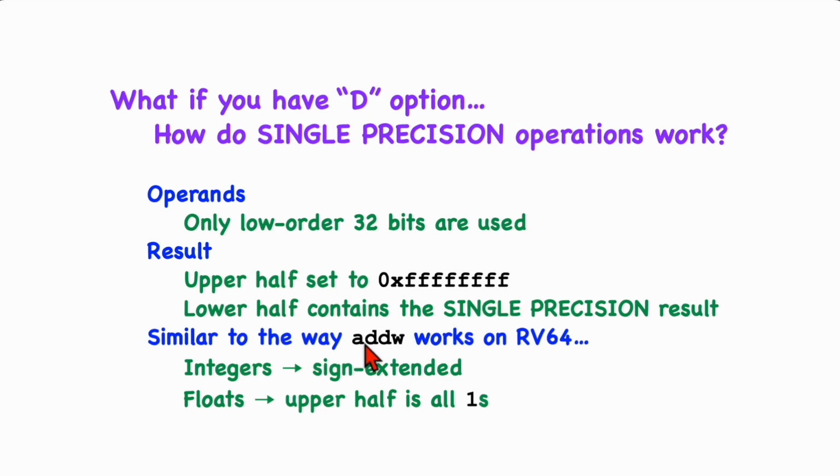And this is sort of similar to the way integer arithmetic works on an RV 64-bit machine, where the integer registers are 64 bits, and we do a 32-bit addition. In the case of integer arithmetic, the result would be sign extended, and the difference is with floating point arithmetic, the upper half is extended with all ones. It's always filled with ones.